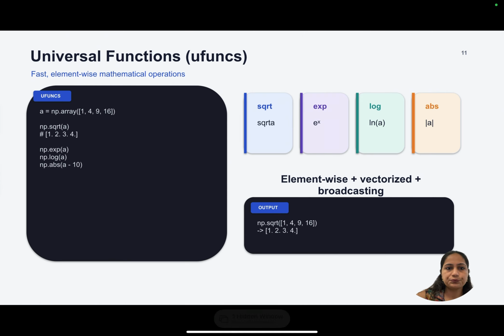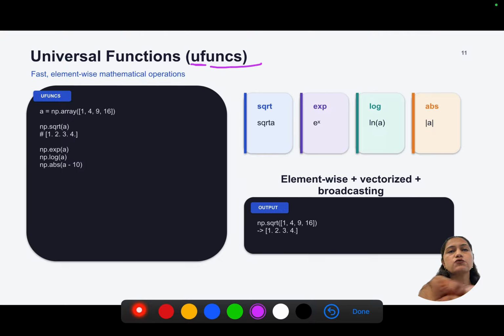Okay. NumPy also provides a large collection of universal functions commonly called ufuncs. Okay. We call it U for universal, funcs for functions. These functions operate element by element on the arrays. For example, we have square root, exponential, logarithm, absolute value, sine, cosine. The most important thing here is that we don't have to write a loop for each element. NumPy applies the function efficiently across the entire array.